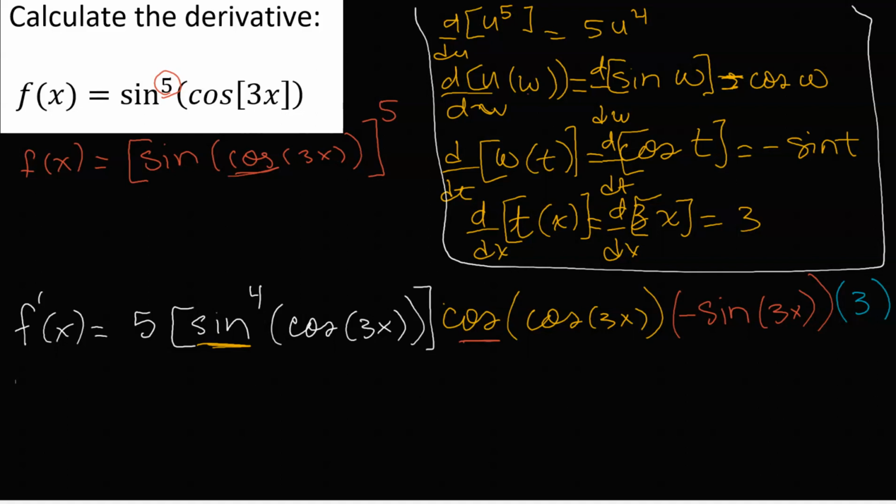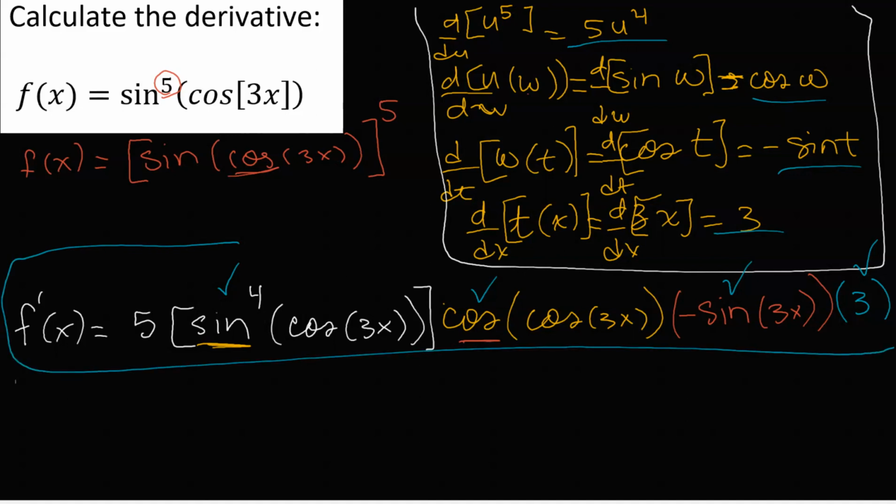So you would have something to the fourth power, cosine, negative sine, 3. There you go. And that is the derivative of that function. It looks pretty nasty, but it's pretty involved in terms of the chain rule.